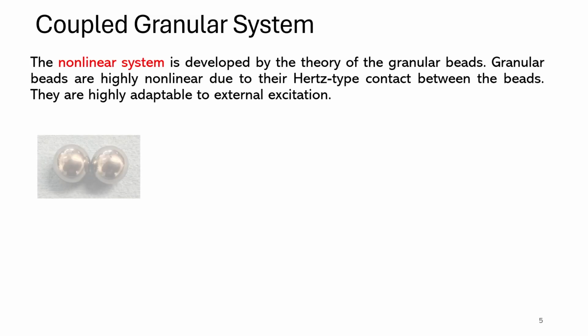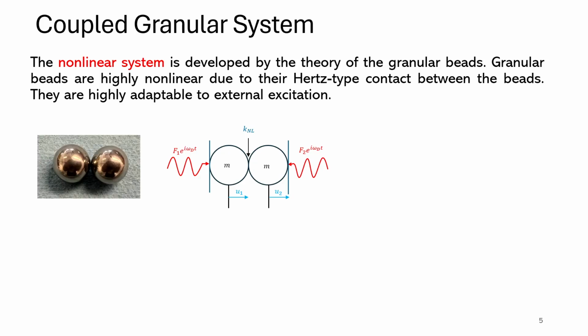A coupled granular system is a nonlinear system developed from the theory of granular bits, which are highly nonlinear due to their Hertz-type single point contact between the bits. On the left you can see two spherical balls, our granular bits, connected with each other. This schematic shows that when we connect both granular bits together, there is a nonlinear coupling at the single point contact between the granules, and we can drive the system in both granules, or even in just one of them.